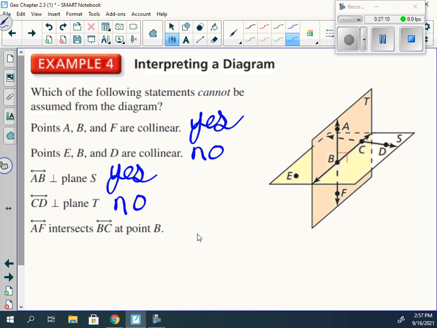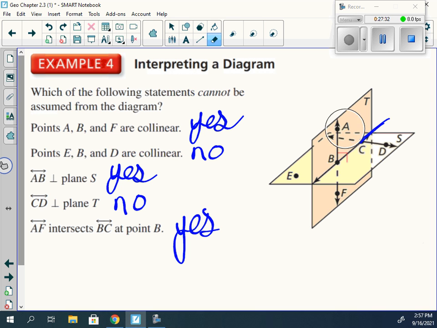The intersection of line AF and BC is point B. Is that true? Can we assume that? Well, yes. Because if we look at the diagram, AB and AF do cross through point B. So yes. Any questions on these here?